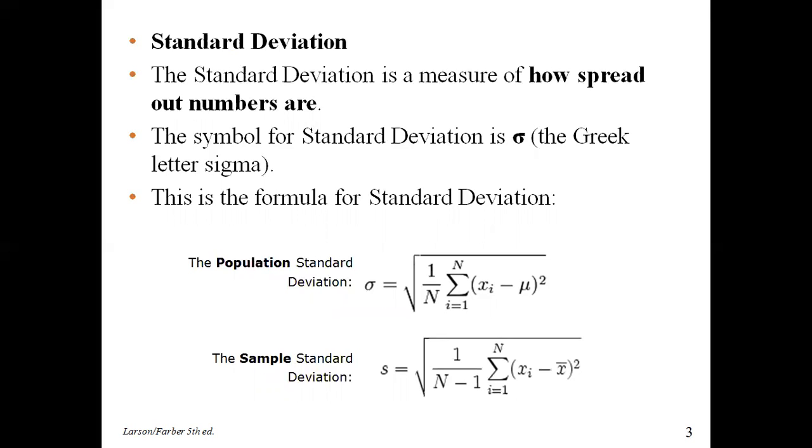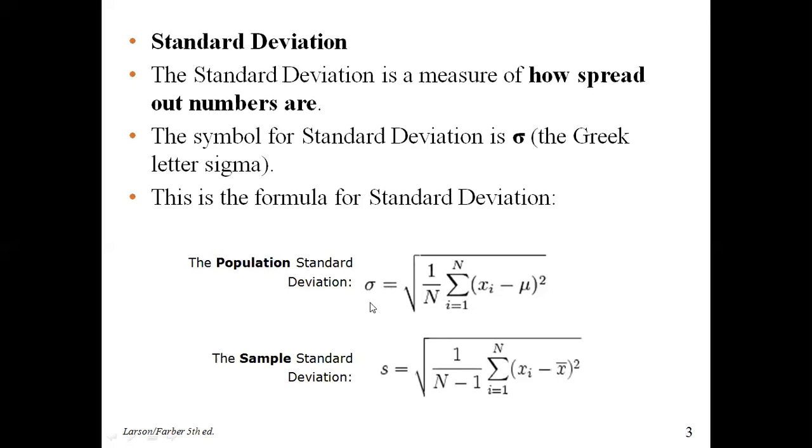Suppose 10 numbers are given, and we compute the average of those 10 numbers. Now we find the difference between the average and each individual number, and that is represented by standard deviation. There are two symbols: one is sigma, another is s. Sigma represents the standard deviation for the population, and s represents the standard deviation for the sample.